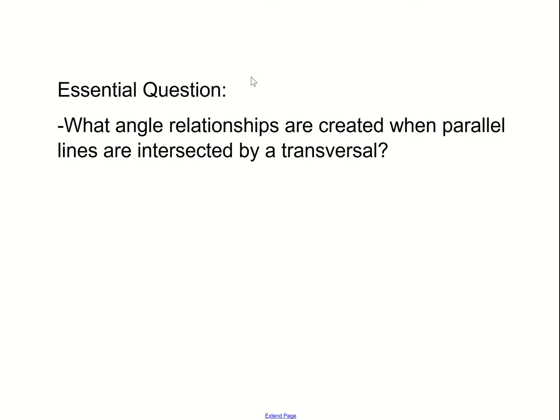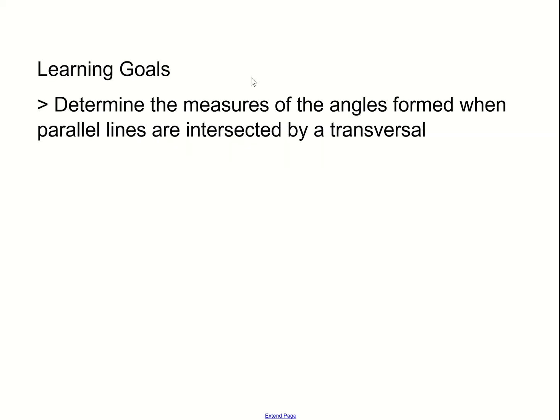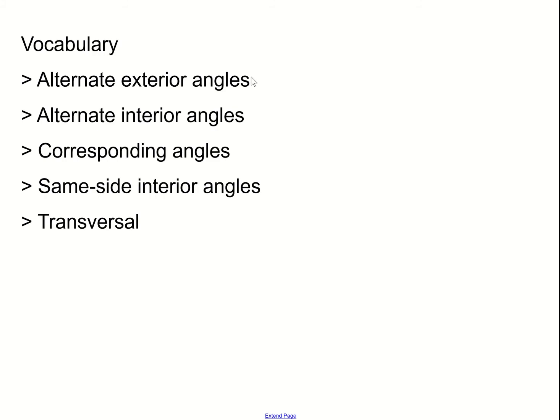So the essential question is: what angle relationships are created when parallel lines are intersected by a transversal? And so we want to determine the measures of angles formed when parallel lines are intersected by what we call a transversal. So the vocab includes alternate exterior angles, interior angles, corresponding angles, same side interior, and transversal.